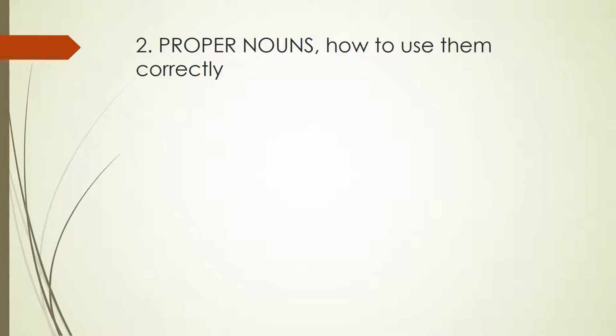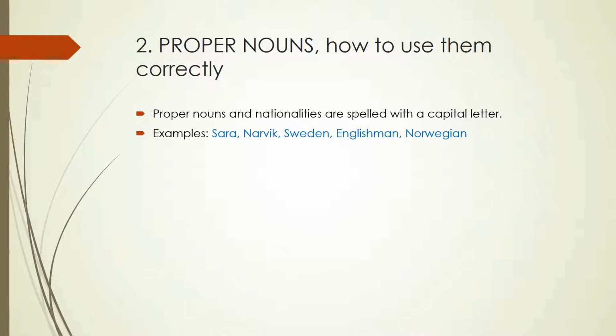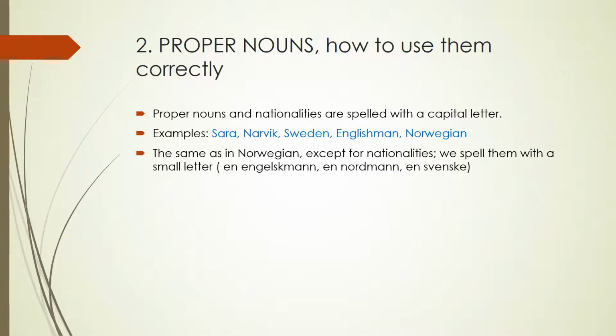The second category of nouns are proper nouns, which I mentioned earlier. Now, how can you use them correctly? Proper nouns and nationalities are spelled with a capital letter in English. Examples: Sarah, Narvik, Sweden, Englishman, Norwegian. This is the same as in Norwegian, except for nationalities. We spell them with a small letter. We say en engelsk man, en nordmann, en svenske.